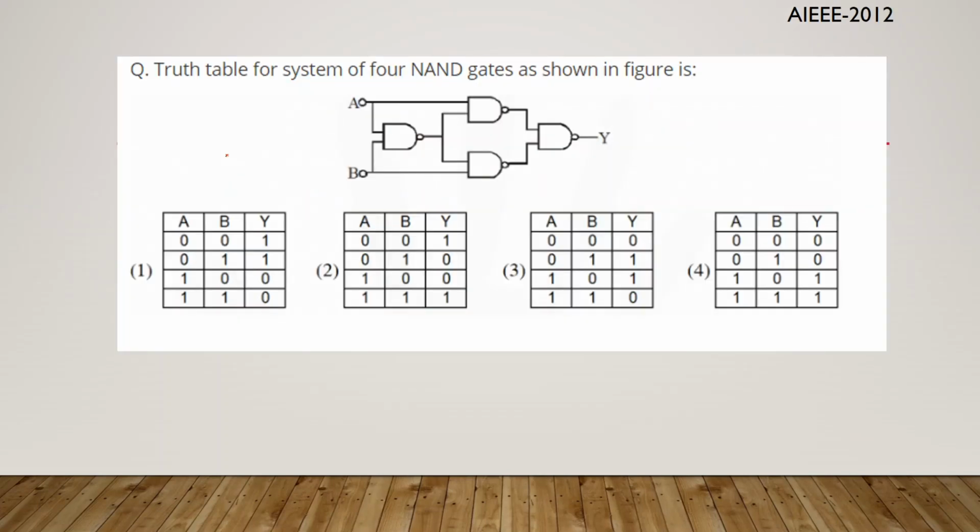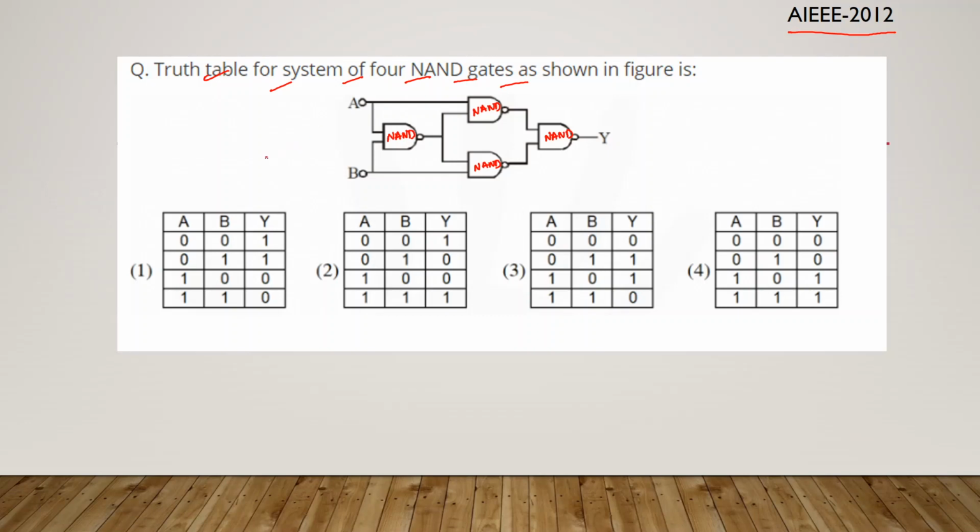Now see here, this question was given in the All India Engineering Entrance Examination 2012. Don't get confused by looking at the figure. It will be very easy. We will see now. See here, a D symbol with a bubble. This represents which gate? It represents a NAND gate. Again here also a D symbol with a bubble, a NAND gate. Here also, a NAND gate. What is he asking? Truth table for the system of 4 NAND gates.